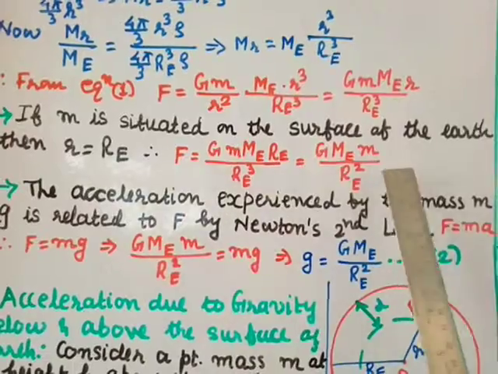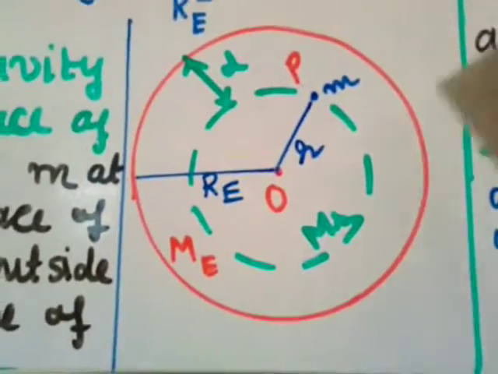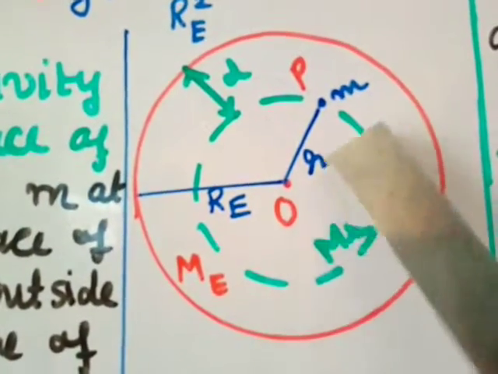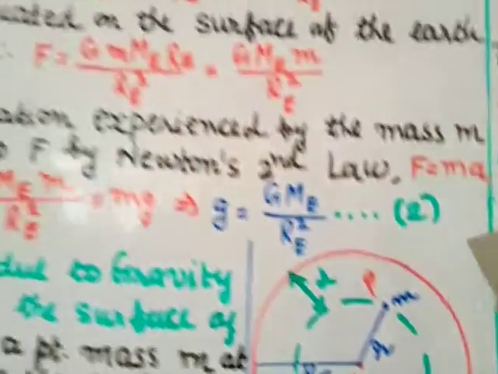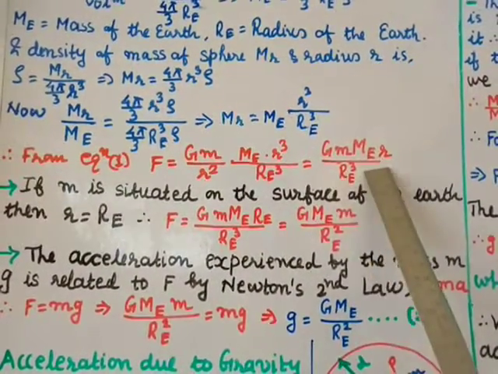So this is the force if this mass is on the surface, and if the mass is inside the surface of the earth at the distance r from the center of the earth, then the force is given as this one, G Me m r divided by Re cubed.